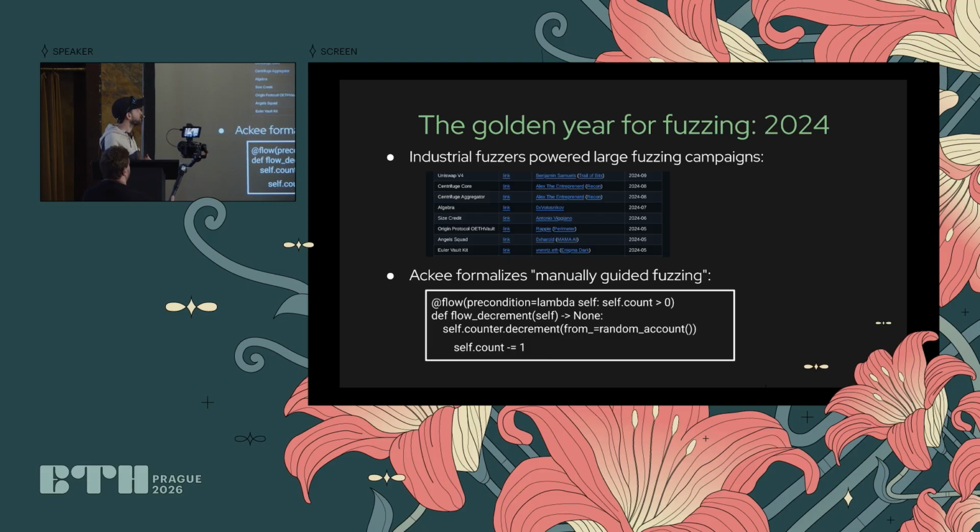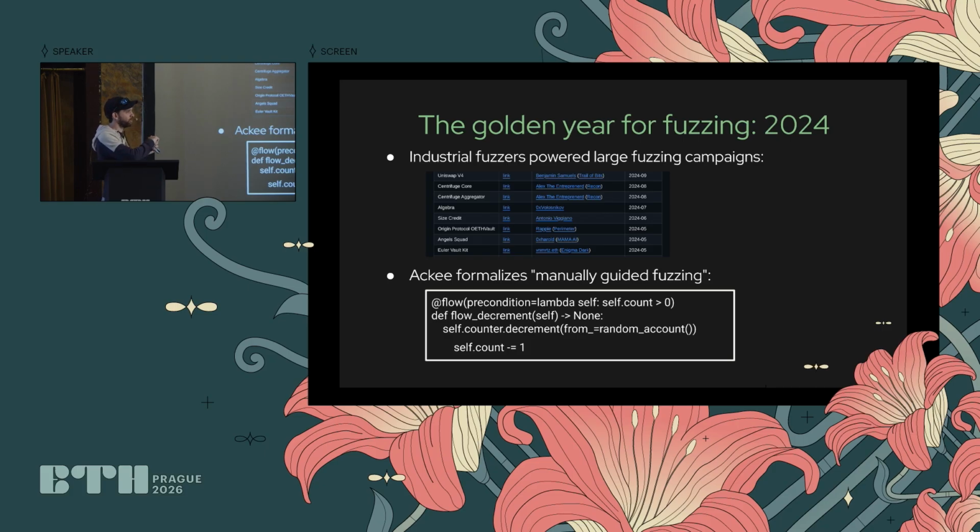I call it the golden year for fuzzing, because if we look at the list of fuzzing campaigns, we saw a lot of people and companies doing complex fuzzing campaigns on really hard code. We have just a screenshot that I took with very well-known people in the space who did really good work. And also, Aki introduced the concept of manually guided fuzzing, in which a person annotates functions in order to define what are called flows.